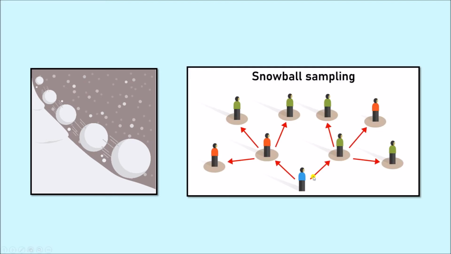So this person identifies two more persons, then these two persons are asked about other people. This person identifies three more persons, and this person identifies three more persons. Like this, the sample size keeps on increasing. So this is known as snowball sampling.